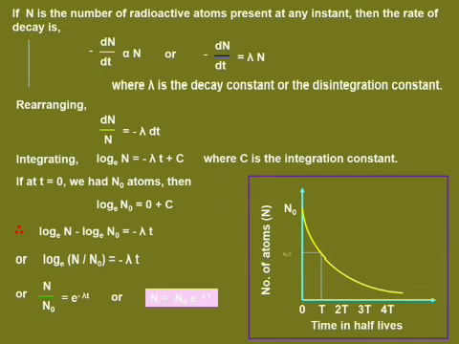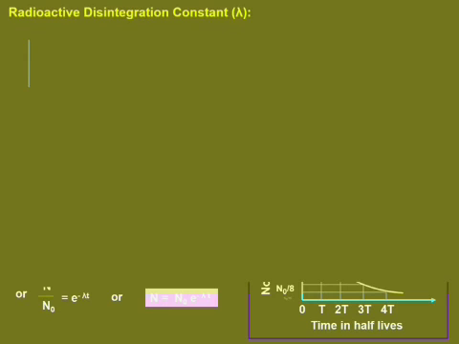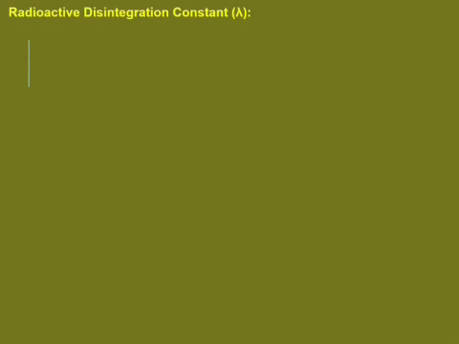If t is equal to 1 upon lambda, then N is equal to N0 upon e. Or you can write a simple equation, N by N0 is equal to 1 upon e. Lambda may be defined as the reciprocal of the time in which N0 falls to 1 upon e. Now, half-life period.